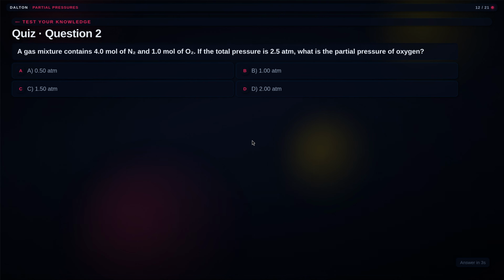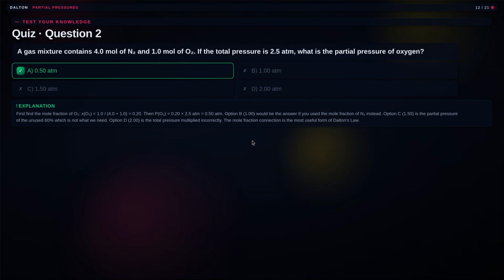Option B would be the answer if you used the mole fraction of nitrogen instead. Option C is incorrect arithmetic. Option D is the total pressure multiplied incorrectly. The mole fraction connection is the most useful form of Dalton's law.